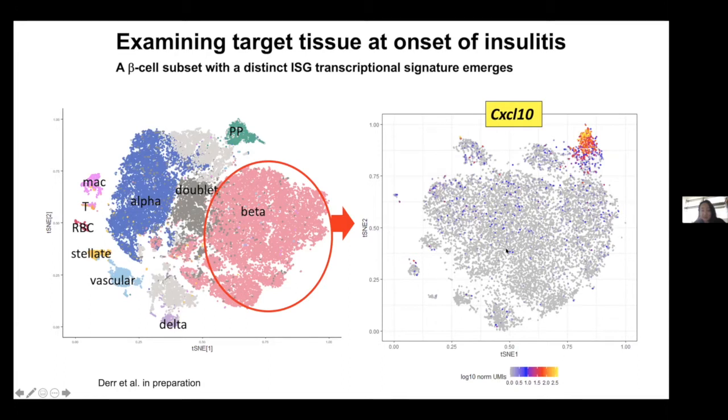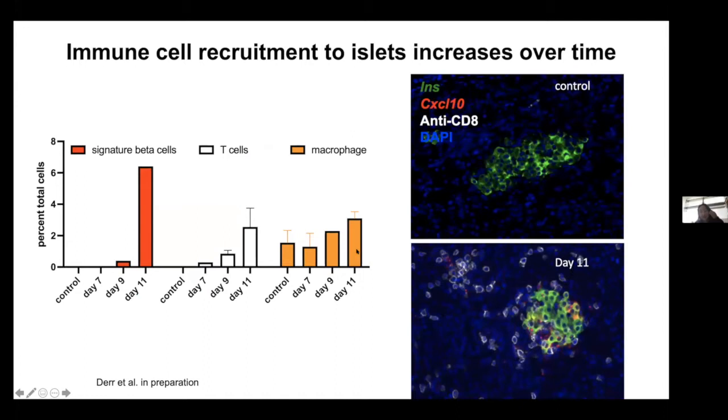And this signature, we're in the process of validating through various methods, but heavily, we see this CXCL10, as I showed on the first pathology slide. So our current question is why is this only a certain number of beta cells, what is the distribution over islets across the whole pancreas, and then how does it relate to immune cell recruitment?